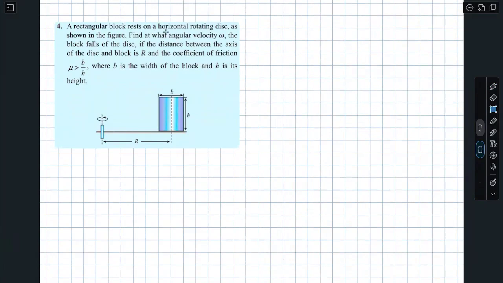A rectangular block rests on a horizontal rotating disc as shown in the figure. Find at what angular velocity omega the block falls over. Why will the block fall? That's the first question. Anyone in the class? Why will the block fall? Raise your hand first. What makes the block topple? Anyone in this class?